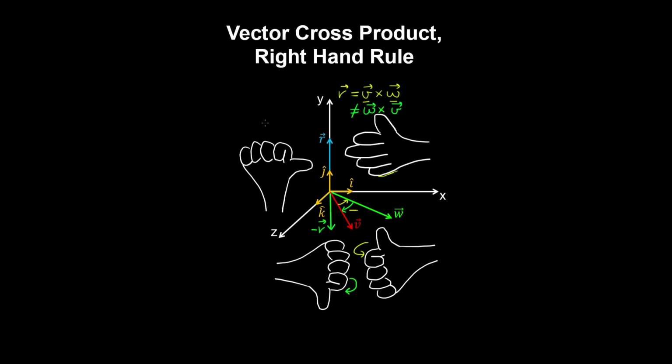And try to visualize the cross product between j and k by following the same procedure, where you curl your fingers from j to k, as indicated by this picture of your right hand, where the resulting vector points in the direction of i.